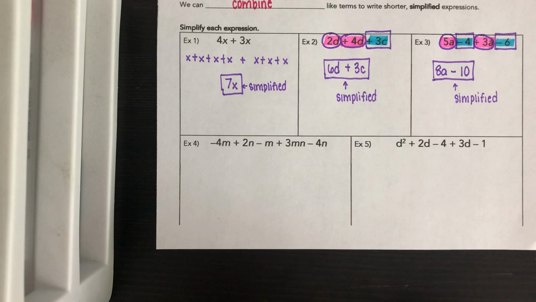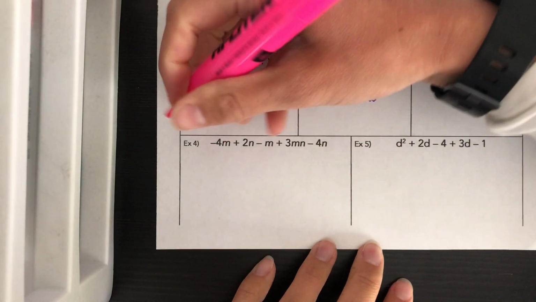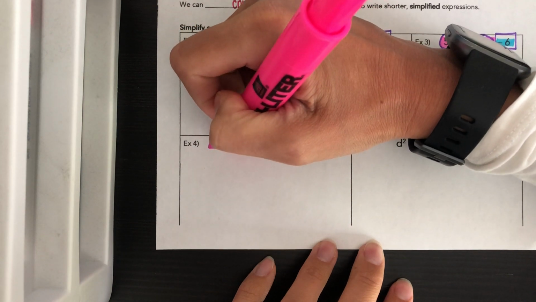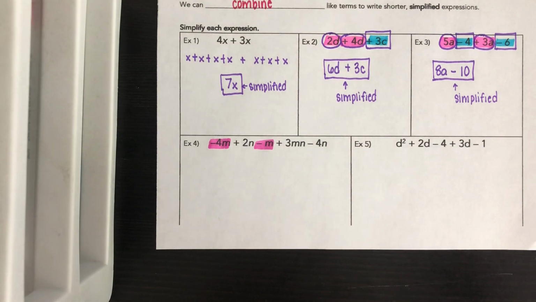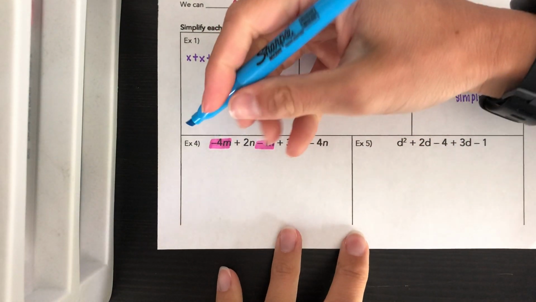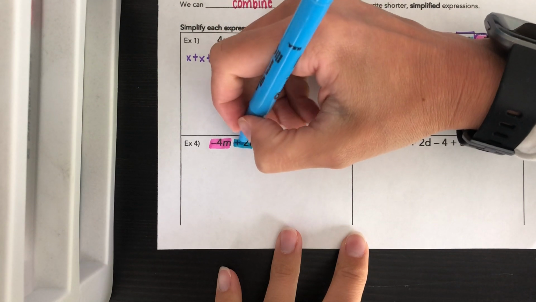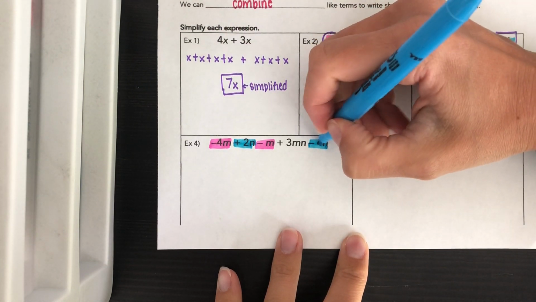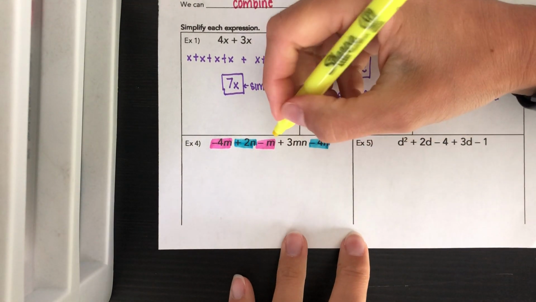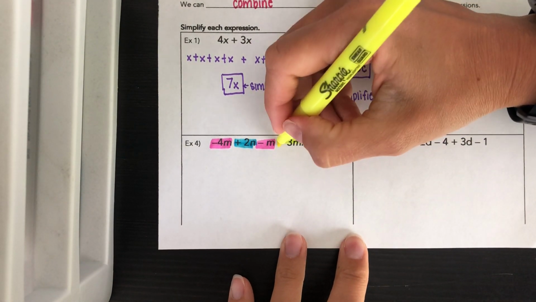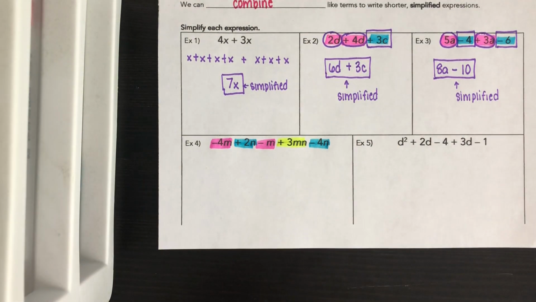So let's go through and use our highlighter or our shapes to identify our like terms. So we have negative 4m and negative m. We have positive 2n and negative 4n. And lastly, we have positive 3mn. And again, if you guys are using shapes at home, that's fine as well.